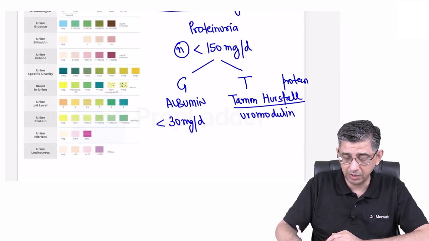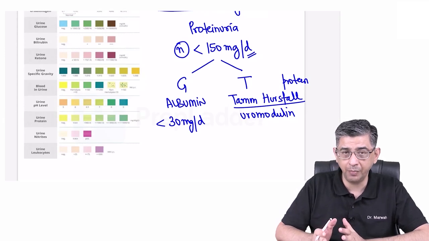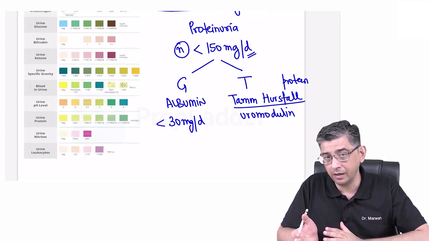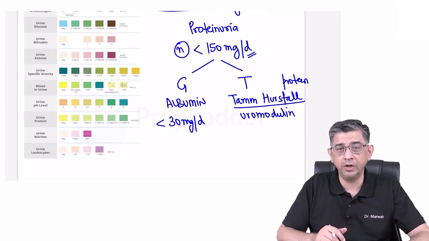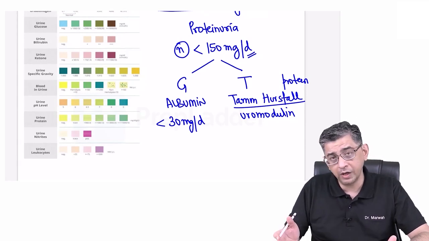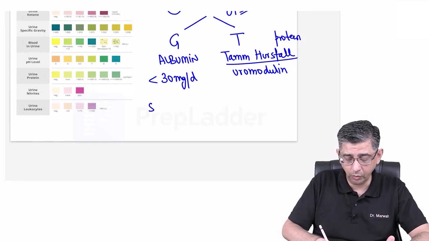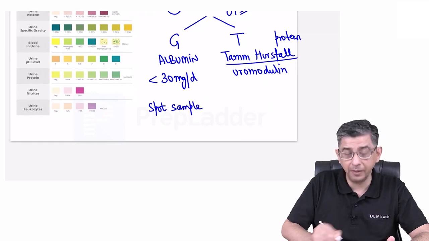The disadvantage with this technique would be that you will have to collect a 24-hour urine sample. Easier said than done, because when you tell a patient to collect a 24-hour urine sample, either there is under collection or there is over collection. So therefore, to bypass this problem, what we started doing was estimating albumin in the spot sample.